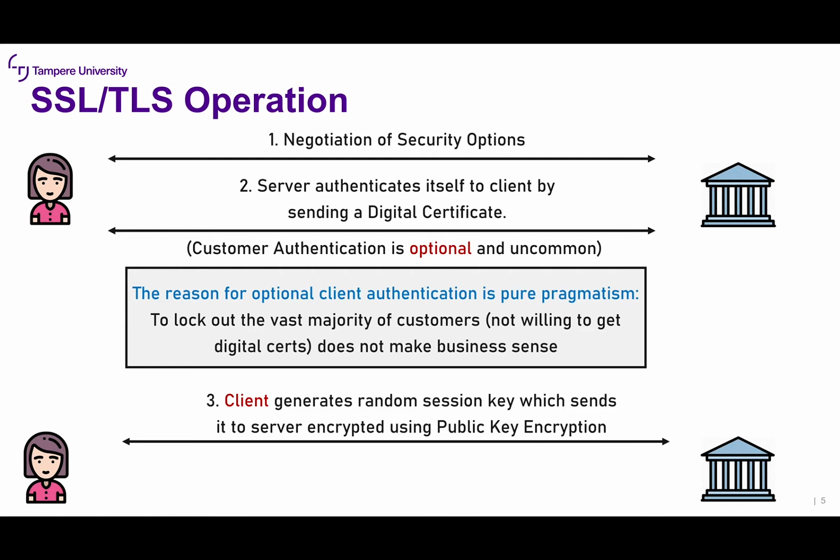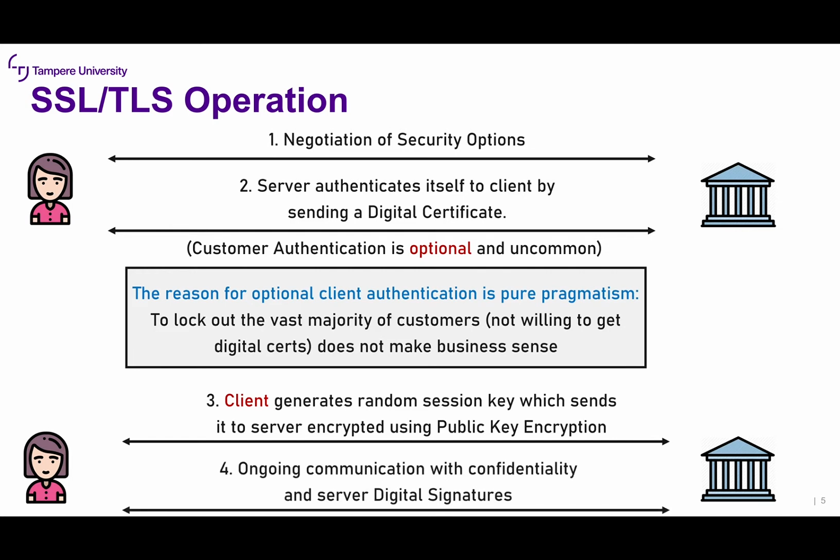Okay, so I hope you see the difference between the two examples, right? So here there's no Bob, it's only Trent, and you want to generate a key that will protect your assets, right? Your credit card number. So you need to make sure that you generate a good key. And then we've got the last phase of the protocol, where ongoing communication with confidentiality and server digital signatures are taking place. Good. So let's see more details of the protocol.